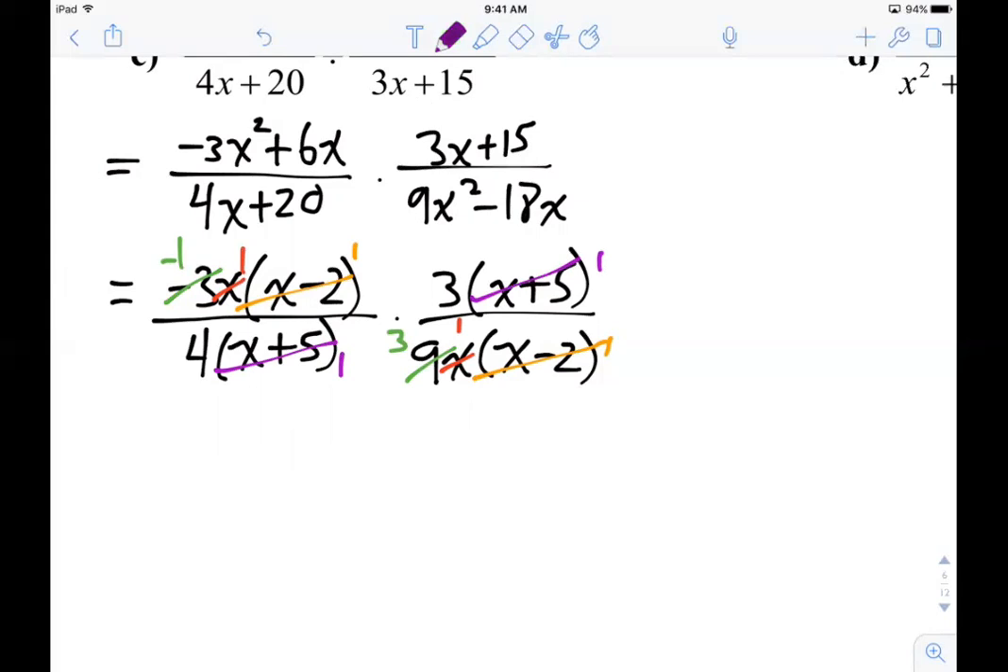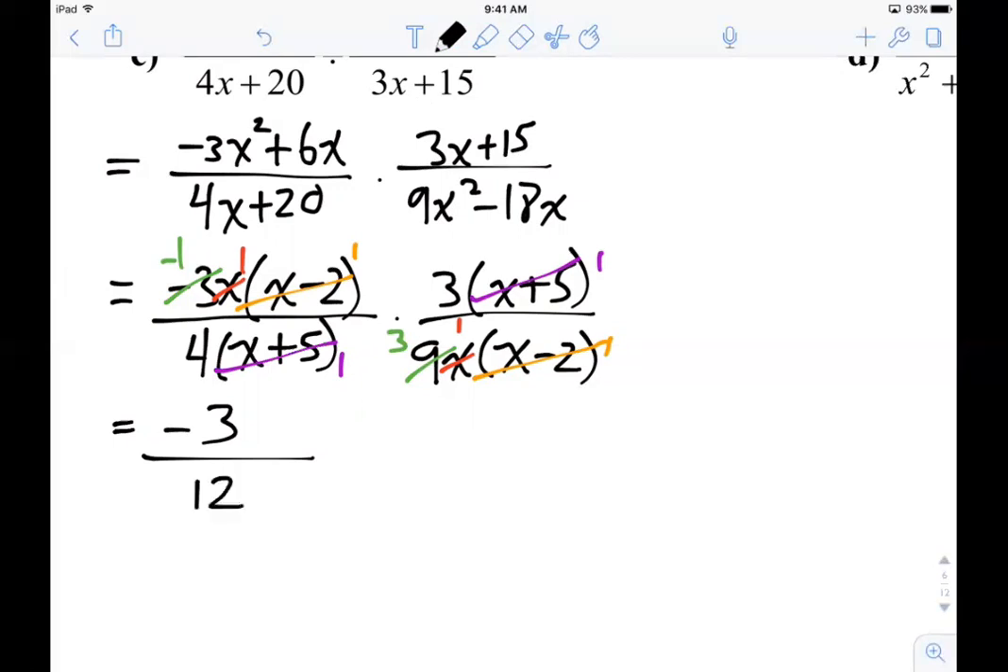So that was a whole lot of simplifying. What do I actually have left after all of that? Well, on top, I have negative 1 times 1 times 1 times 3 times 1. So really, I just have essentially negative 3. And on the bottom, I would have 4 times 3 is 12.